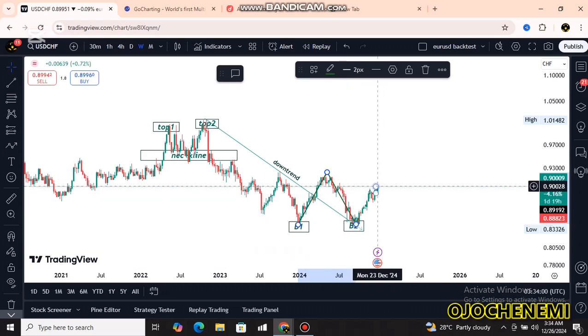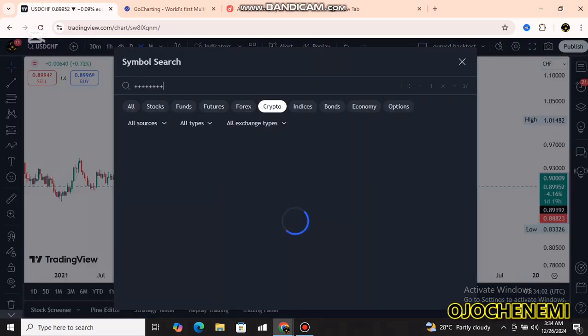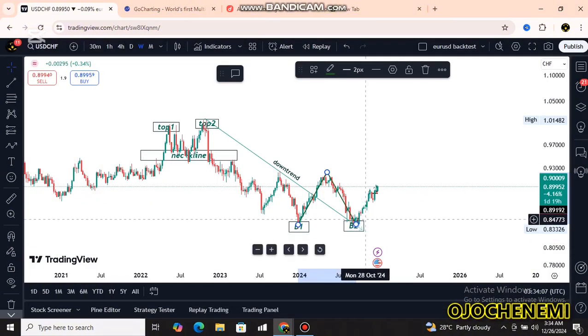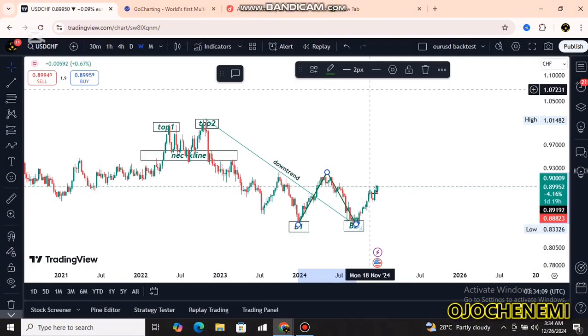So after this break, let me show you something right here. You can see that after this break, what happened? This is a retest.